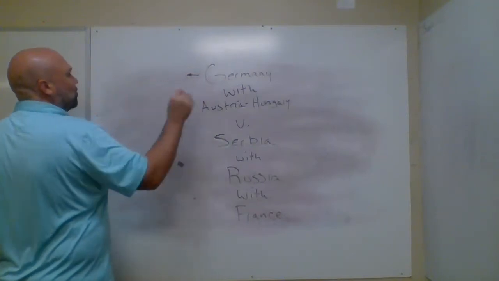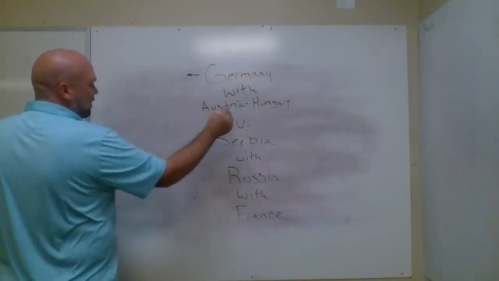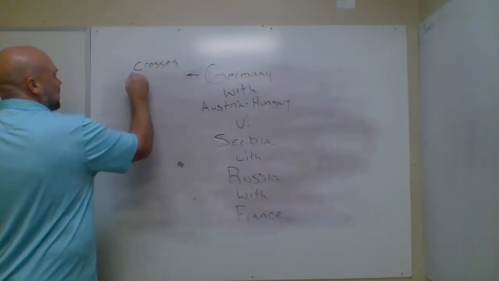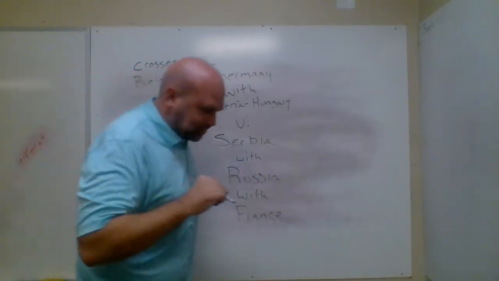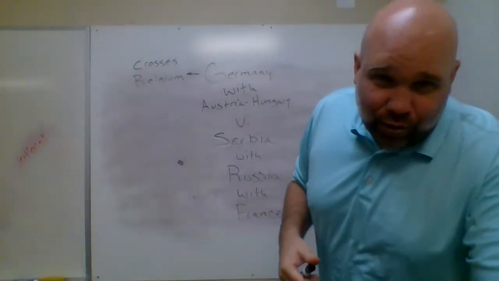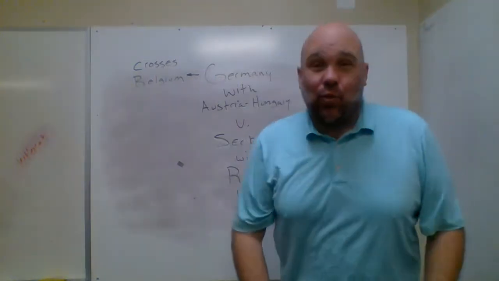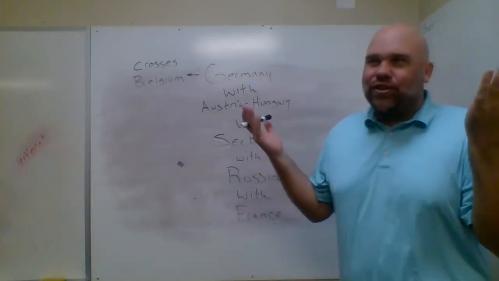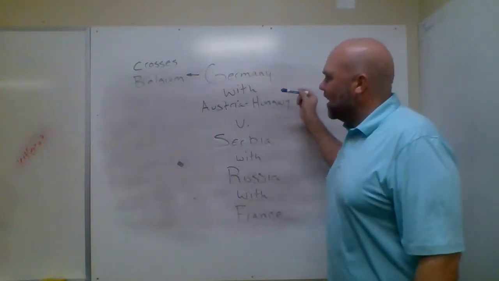So Germany wants to attack France, but here's the deal. Germany, on its way to France, crosses into Belgium. Belgium is another country. You can't just do that. You can't just cross through a country to go to war. So say Mexico was going to want to attack Canada. They couldn't just walk through the United States with their military. The United States would be like, yo, what are you? You just attacked us by crossing into our country. And Germany does that to Belgium.